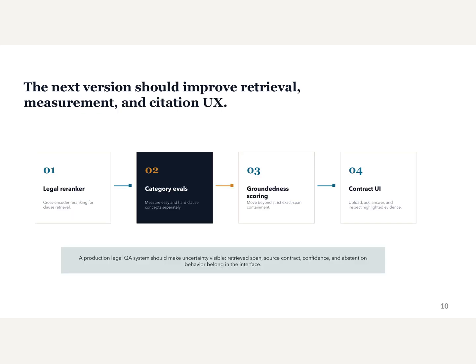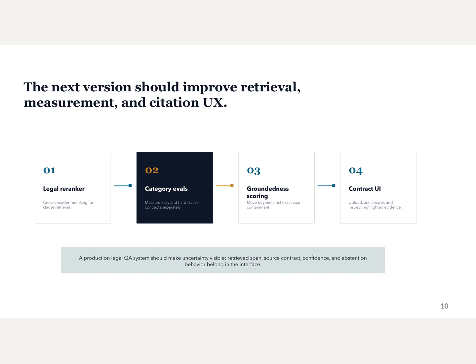The next version should improve retrieval, measurement, and citation user experience. I would start with a legal re-ranker, such as a cross-encoder re-ranking stage, so the system can rescore candidate clauses after initial retrieval. I would also add category-level evaluation, because some clause concepts are easier than others, and a single aggregate score hides those differences. For measurement, I would move beyond strict exact span containment and add groundedness and citation precision checks.